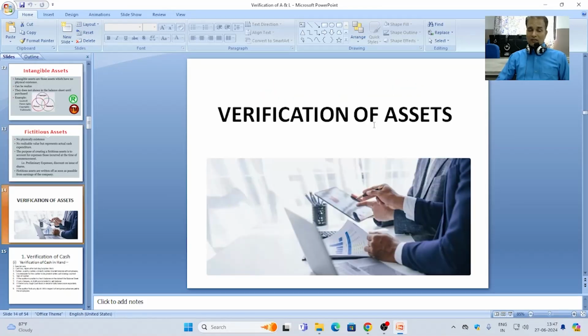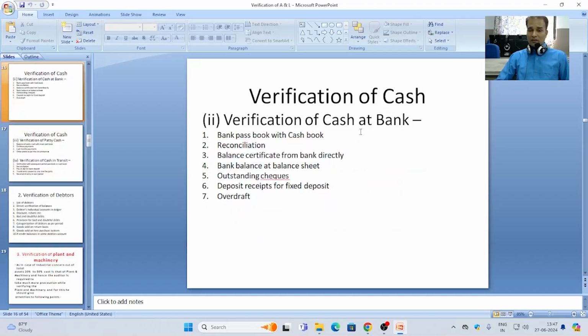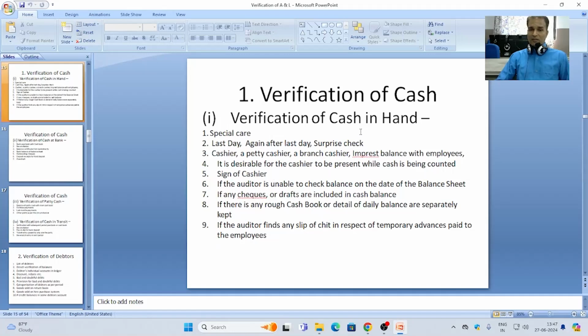Now we start verification of various types of assets. First is verification of cash. Cash is of various types: cash in hand, cash at bank, petty cash, cash in transit. Let me start with verification of cash in hand.